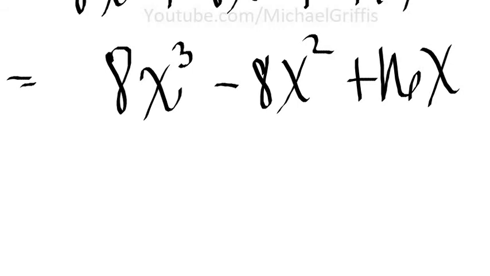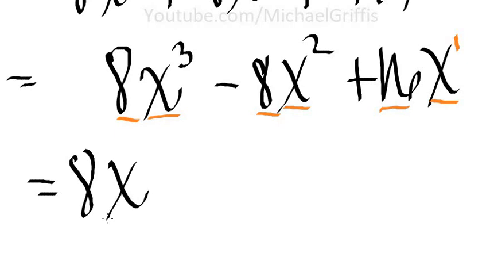All right, what does this thing have in common? Well, we have an 8, and there's an 8 hiding in 16. There's 3 x's, 2 x's, and 1 x. So we're going to pull the one out that has the smallest exponent, and that happens to be this x to the first power here. Okay, so we're going to pull out an 8, an x.